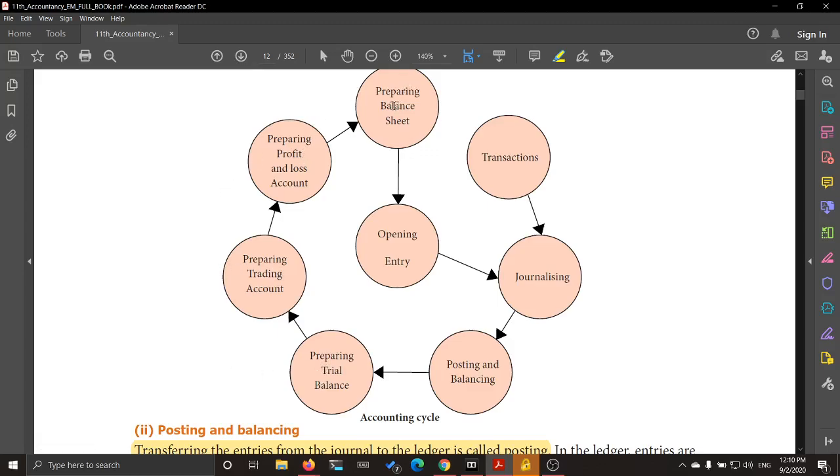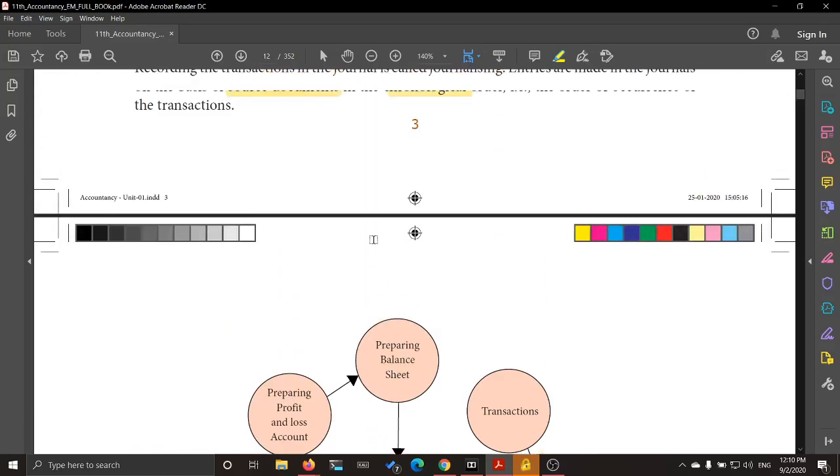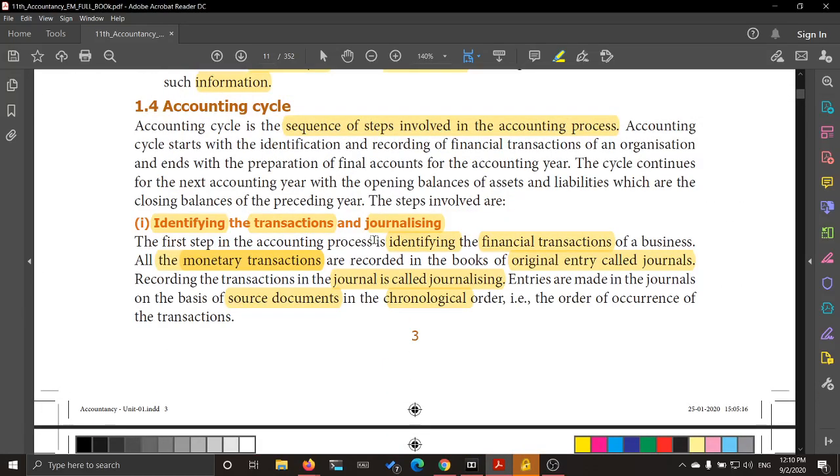Profit and loss account and balance sheet. This is the accounting cycle. So when they ask you what is accounting cycle in 2 marks, this diagram is more than enough. Fine. Okay. So I hope I'm very clear. Everyone can understand what is the accounting cycle.